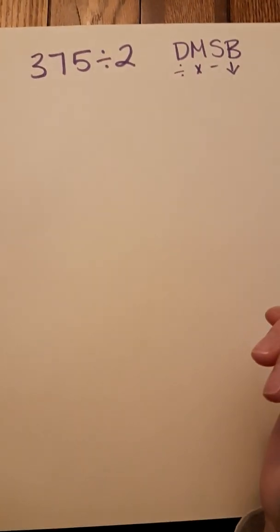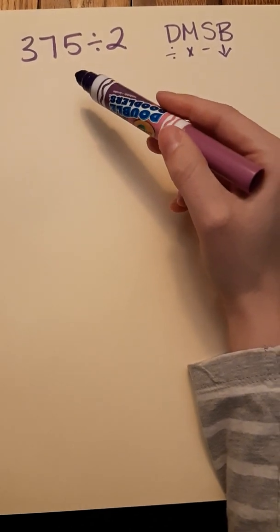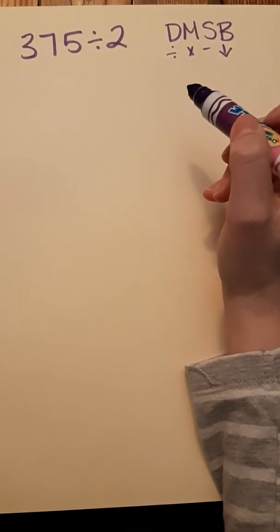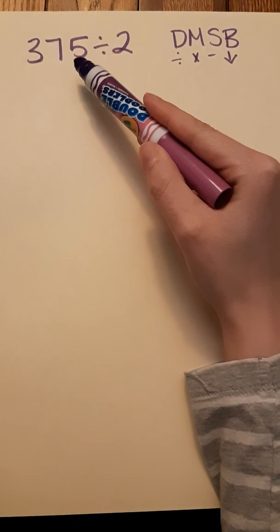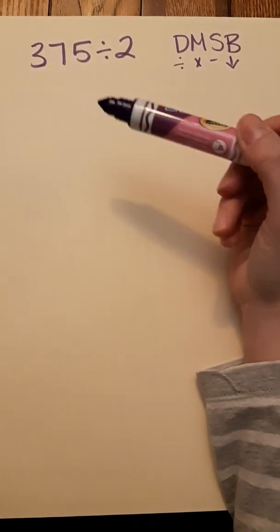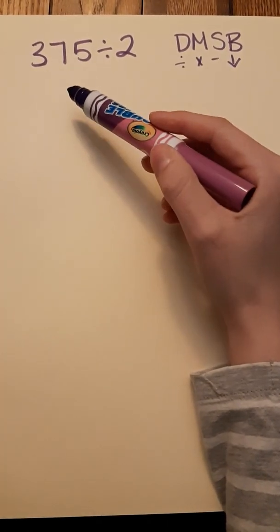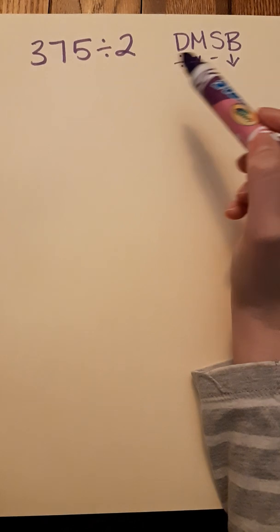In this video, I'm going to show you how to use long division to solve an equation that involves a remainder. I can already tell by looking at my equation, 375 divided by 2, that it's going to have a remainder because my dividend is an odd number.